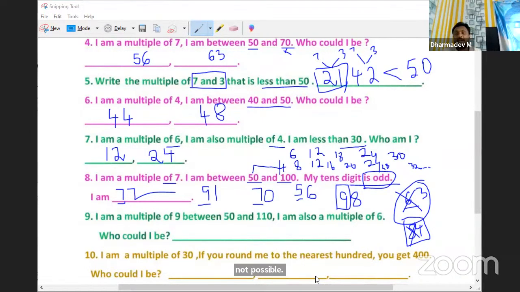The number and the tens place are different, they are not the same. So 98 would work. The tens place should be odd. I'll give you one question paper with place value, so that makes it more clear.